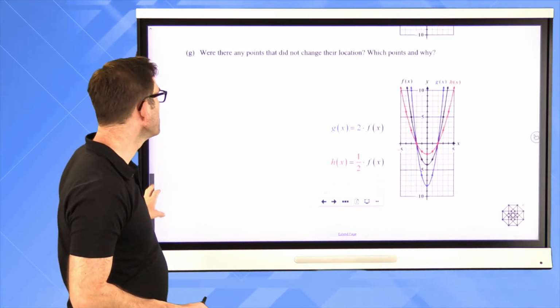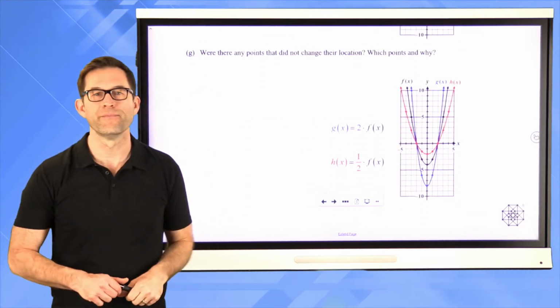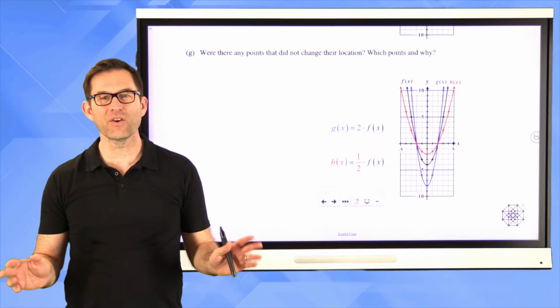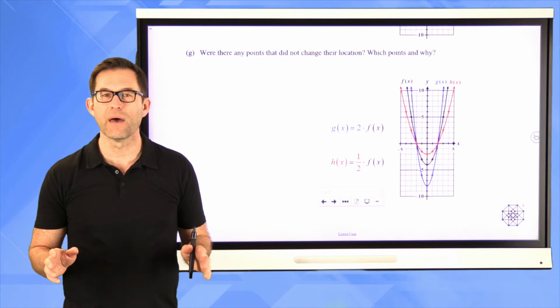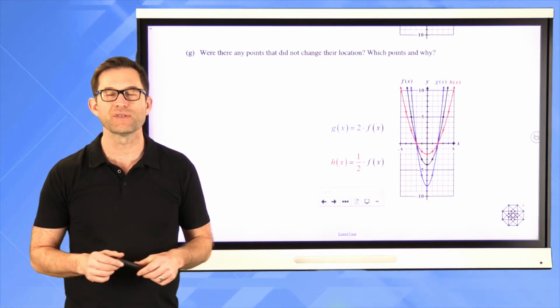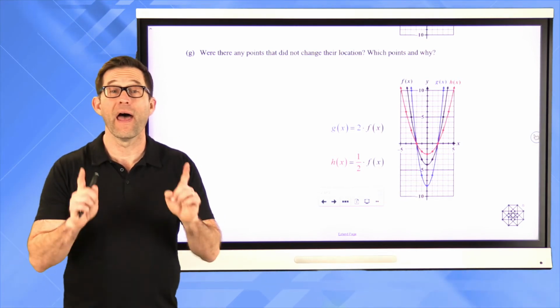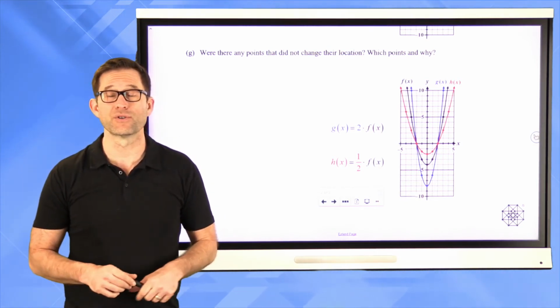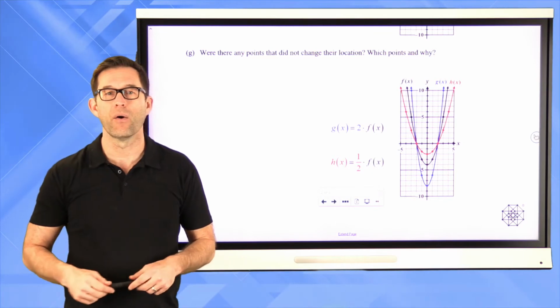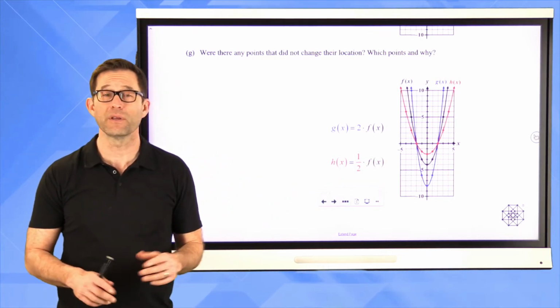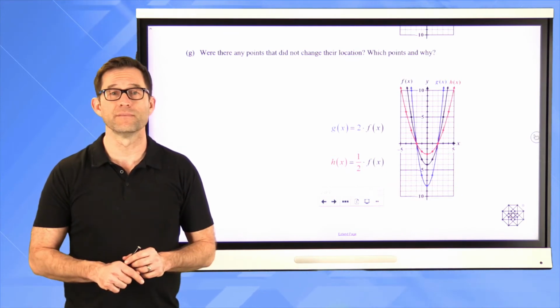Now, this is kind of important, the final piece, letter G. Were there any points that did not change their location? Which points and why? This is kind of cool. There are some points that when we did these vertical stretches and compressions didn't change where they were located at all, and they never will under a vertical stretch or compression. Pause the video now and think about which points they were. It should be pretty obvious on the graphs, but you never know. Take a moment to think about this.